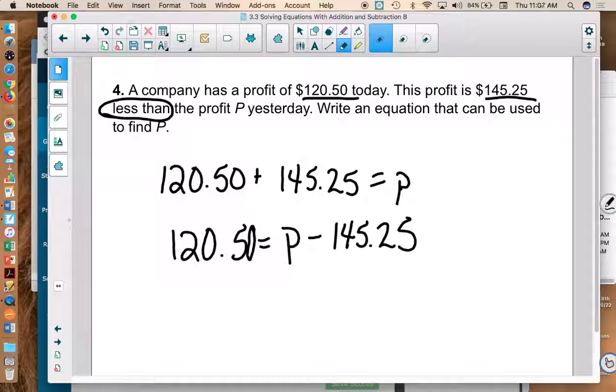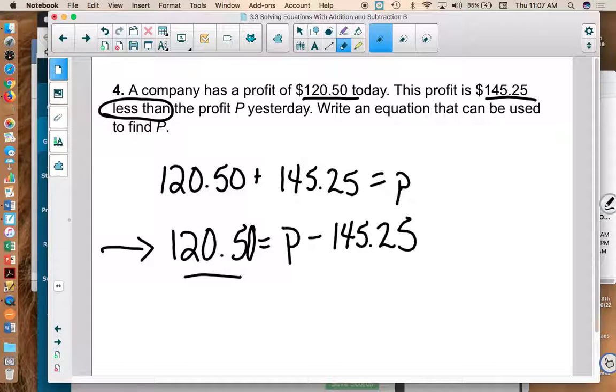If I only look at the profit yesterday, the $145.25 is less than what I made yesterday. So yesterday, I don't know what it was, but if I subtract $145.25, I should equal $120.50. Does that make sense? Everybody else, do you see where this expression comes from? Now, back again, because I see some head shakes.